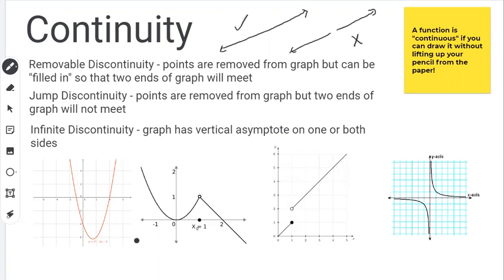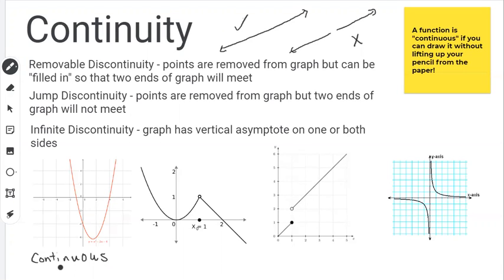So down here, I have four examples of functions. And the first thing we want to do is determine if they are continuous or not. So what that means is if I can graph the function without lifting my pencil from the paper, that means that the function is continuous. So if you look at the first function right here, I have y equals x squared minus 3x minus 4. And I can draw this entire graph without lifting my pencil from the paper, right? So what that means is this function is continuous. It has no discontinuities.